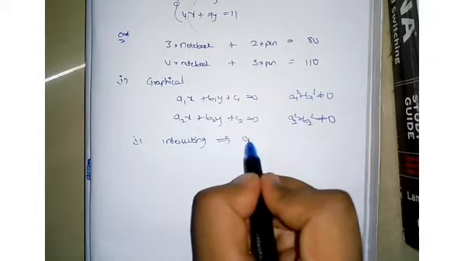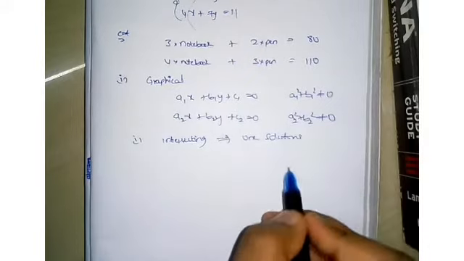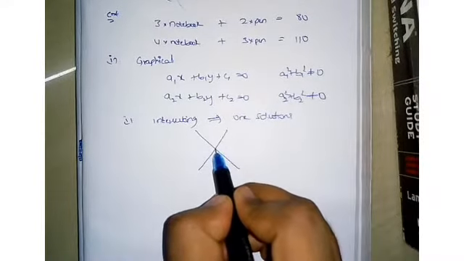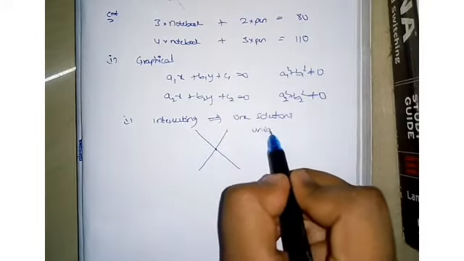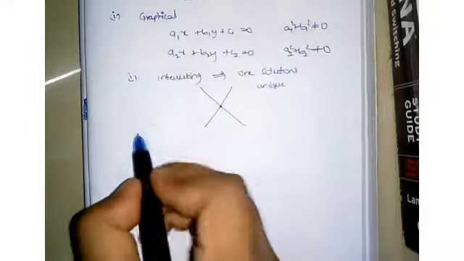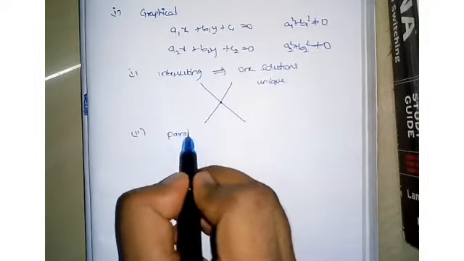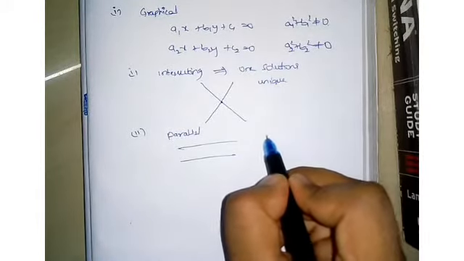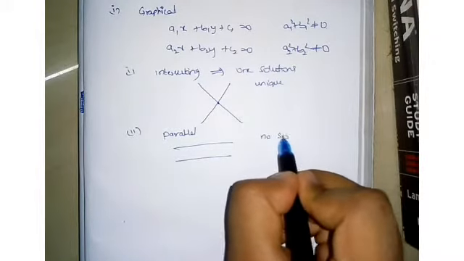First case, intersecting implies one solution. That means these two lines intersect at a point. Here these two lines are intersecting, so there is a unique solution. Second case may be parallel. Two lines may be parallel, so these lines never intersect, so no solution.